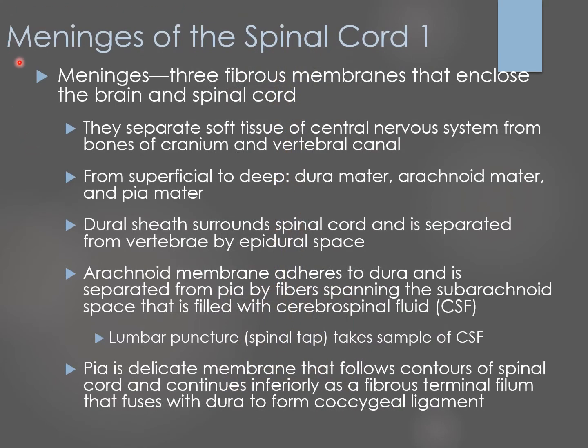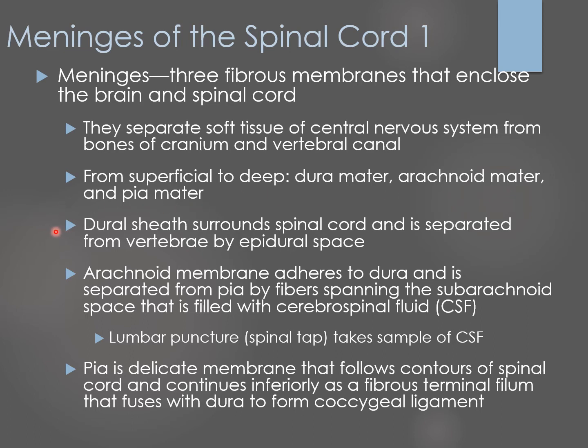I have asked you to list on your document the meninges of the spinal cord and the related spaces. What you need to know: meninges are fibrous membranes. They enclose the brain and the spinal cord. They separate the soft tissue of the central nervous system, and the spinal cord is part of the central nervous system, from bones. From superficial going into deep, we find the dura mater, the arachnoid mater, and the pia mater.